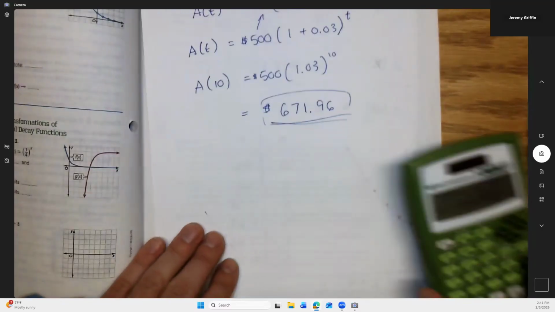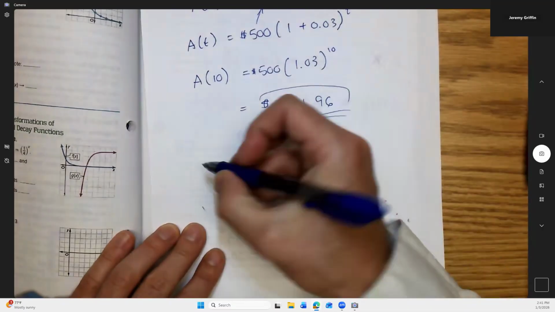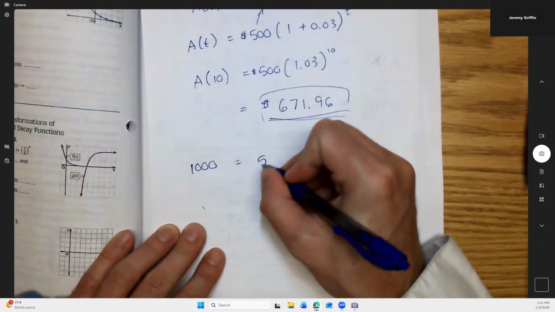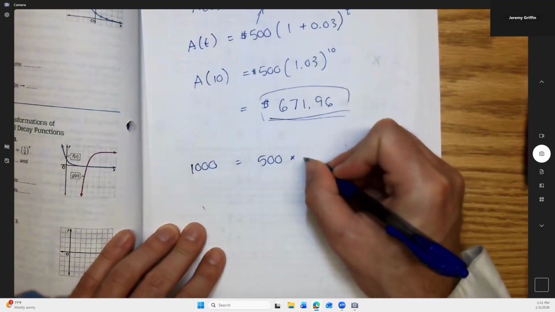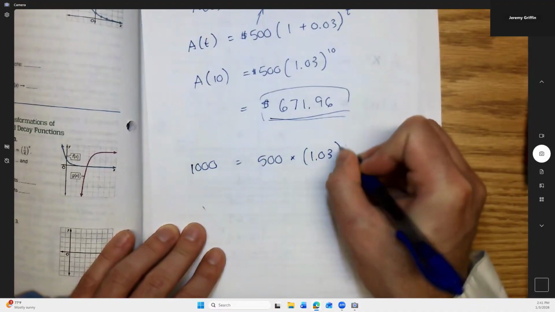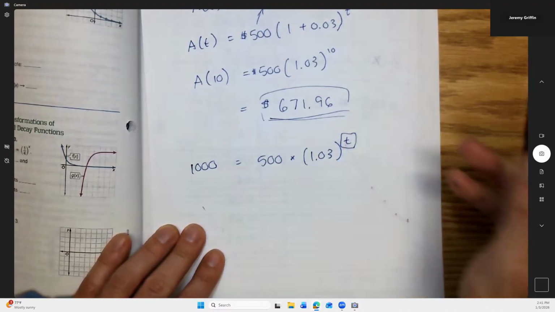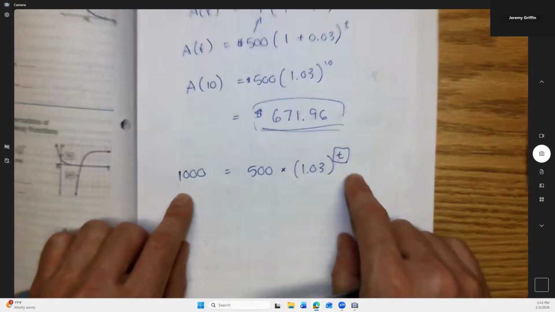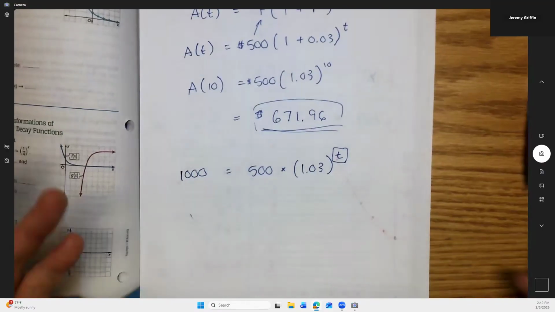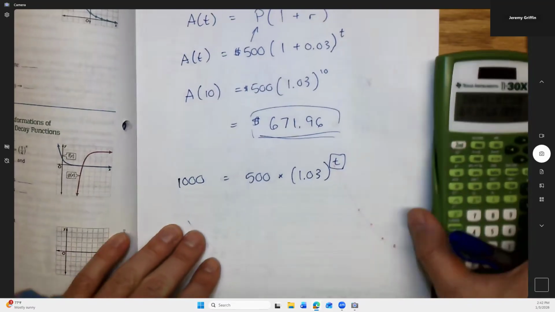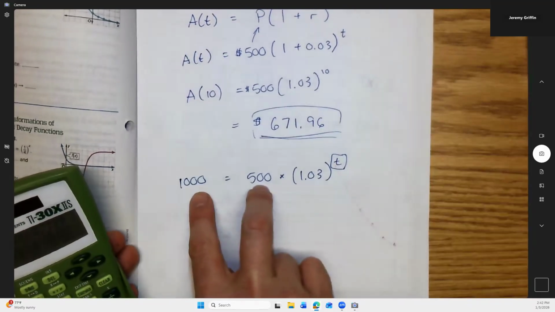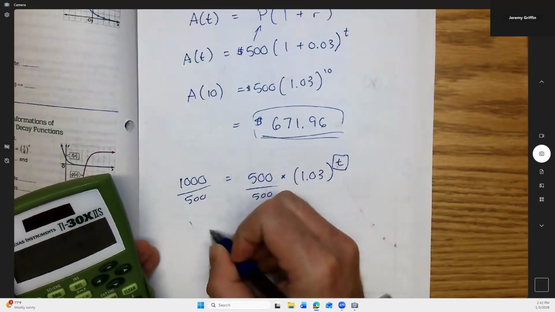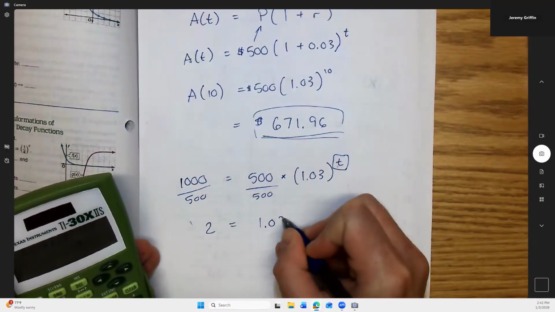All right. How much time would it take to double? Well, I know what double would be. That would be looking for $1,000. If we started with 500 times 1.03 to the power of t, now we're solving for t. It says estimate. The way to do this properly mathematically is to use logarithms, which we're going to eventually do in this class, but I'll show you how it is. So divide both sides by 500, and you get 2 equals 1.03 to the t.